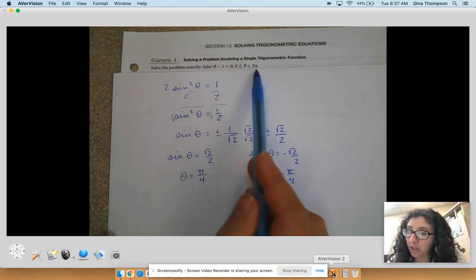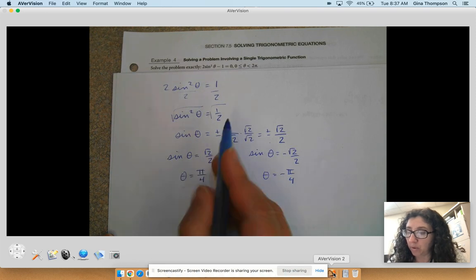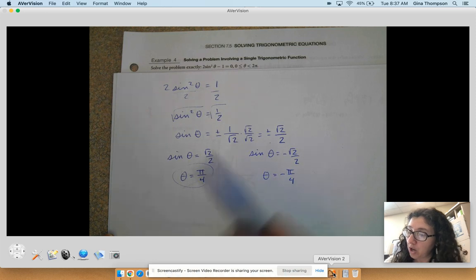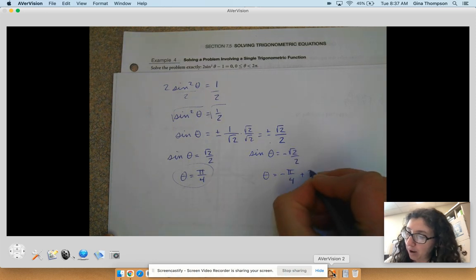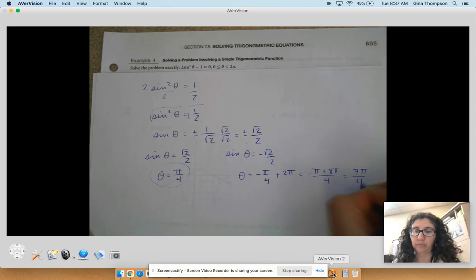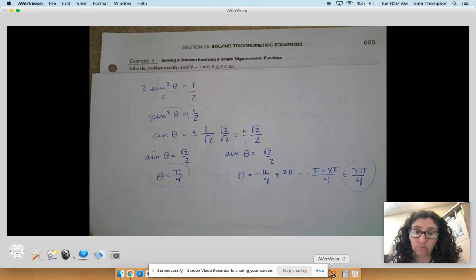And on our restricted domain between 0 and 2 pi, okay, so we're not quite there, right? This is pi fourths, and this is negative pi fourths. This is in the right domain. So here's one of our solutions. But here we're going to need to add 2 pi, right? So let's see, what's this plus 2 pi? Negative pi plus 8 pi over 4 is going to be 7 pi fourths. So this would be the second angle on that interval.